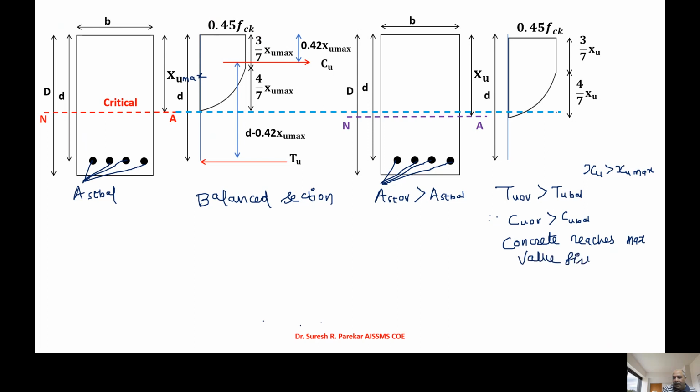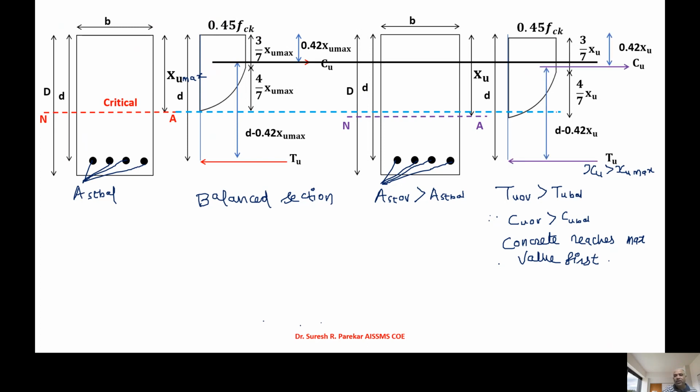And therefore, in over reinforced, concrete will fail before steel, and as concrete is a brittle material, it will not give any warning. We have sudden failure if our section is an over reinforced section, and therefore in the limit state method over reinforced sections are not allowed. So we are not going to design an over reinforced section.